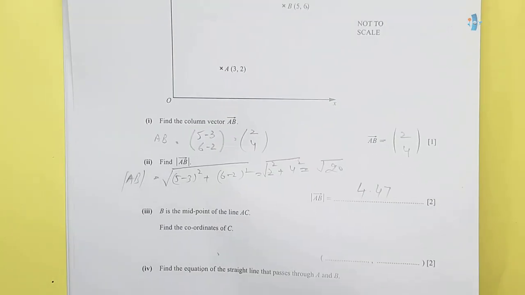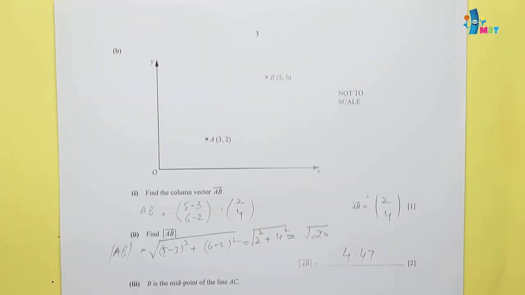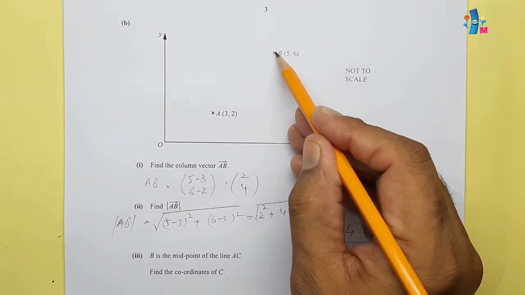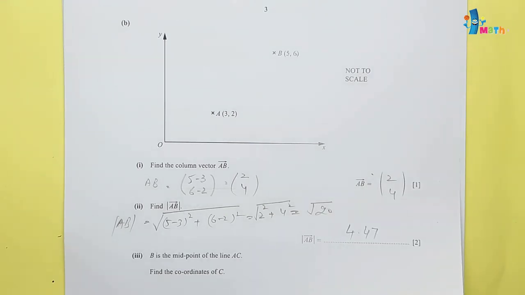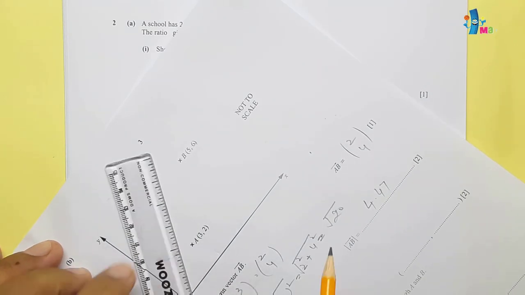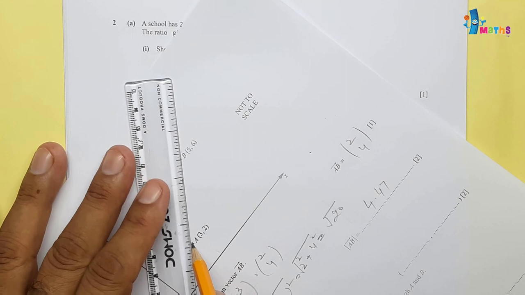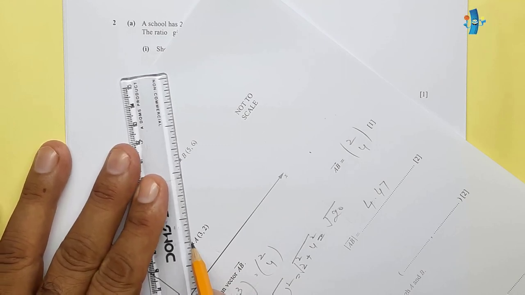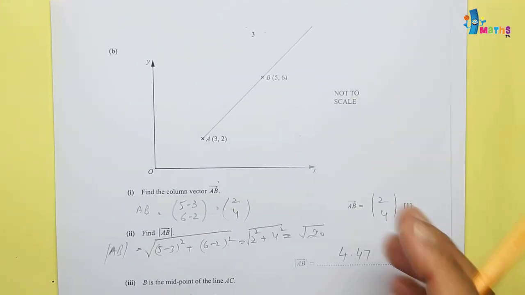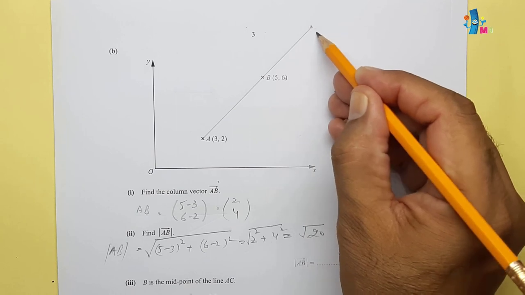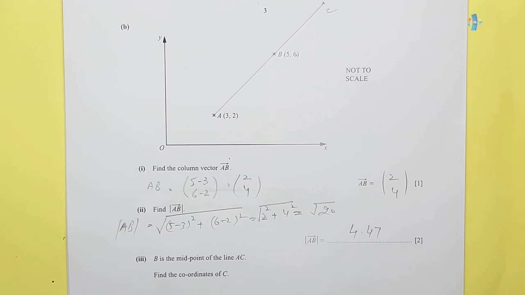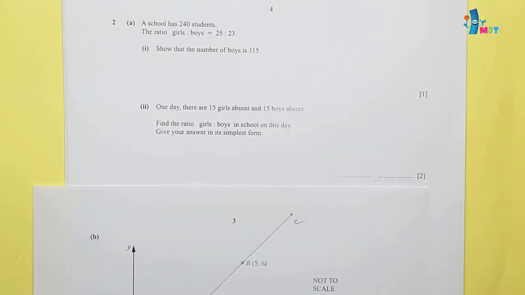And part 3B: point B is the midpoint of line AC. Find the coordinates of C. So what we will do is extend this line, from A through B, so that A, B and C are on this line. We can suppose that C is over here, roughly. This is the point C which we have taken.